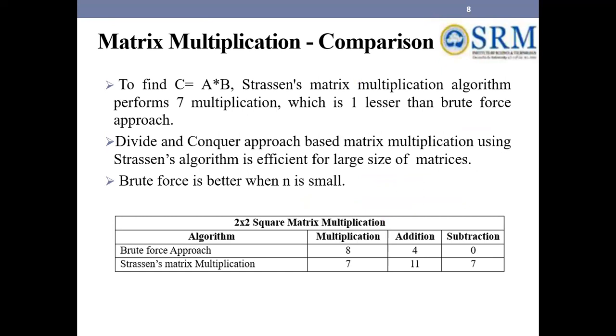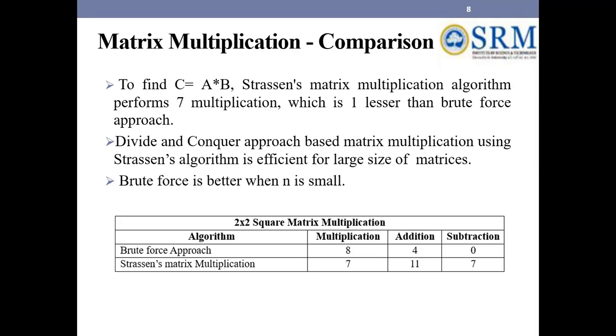And matrix multiplication comparison. So to find C is equal to A star B, Strassen's matrix multiplication algorithm performs 7 multiplications, which is one lesser than the brute force approach. Brute force approach 8 and Strassen's multiplication 7. So the divide and conquer approach based matrix multiplication using Strassen's algorithm is efficient for large size of matrices, and suitable for larger size of matrices. So brute force is better when n is small.